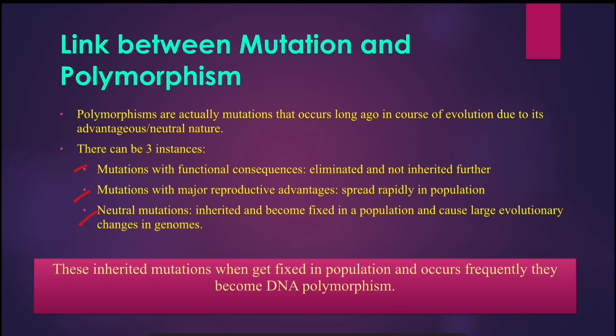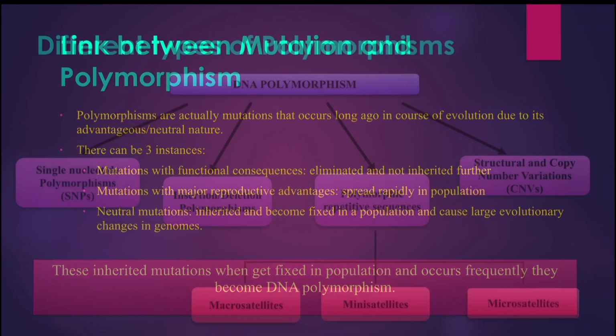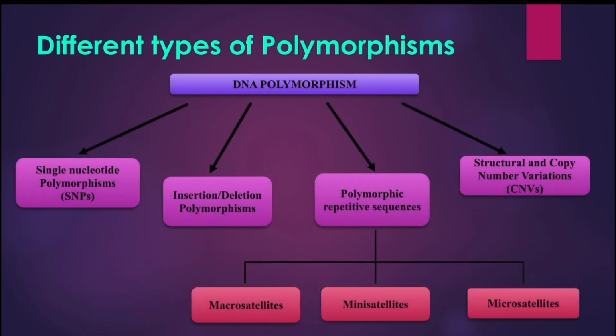Neutral mutations can also spread and become fixed in the population, but they do not spread as rapidly as the rare advantageous mutations. In both these cases, the mutations become variations in DNA sequence and are thus termed polymorphisms. So, it can be said that polymorphisms are actually mutations that happened long ago in the evolutionary calendar and became fixed due to their advantageous or neutral nature. DNA polymorphisms are of four types, such as single nucleotide polymorphisms or SNPs.